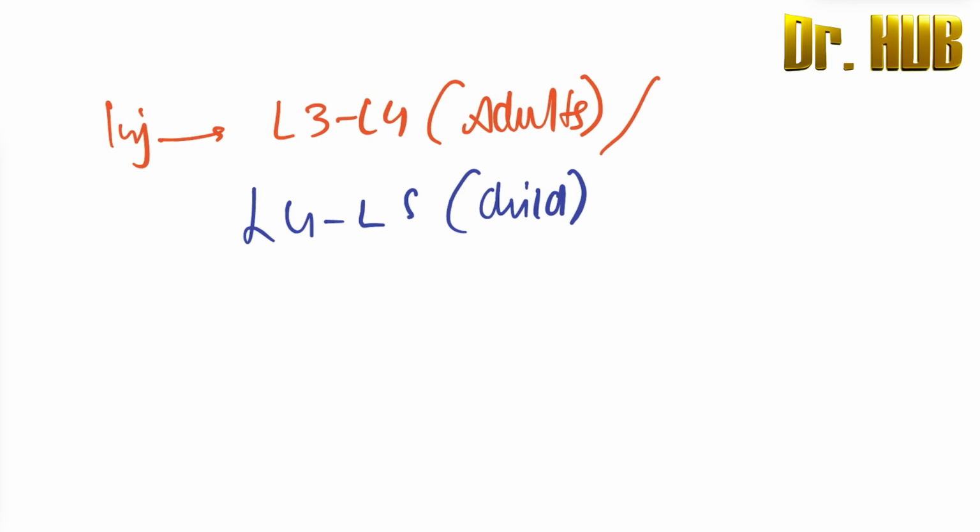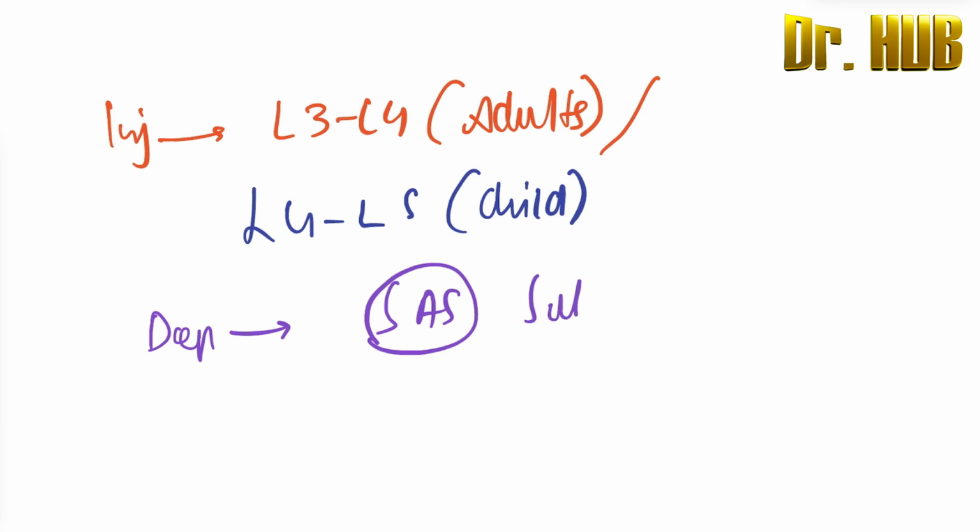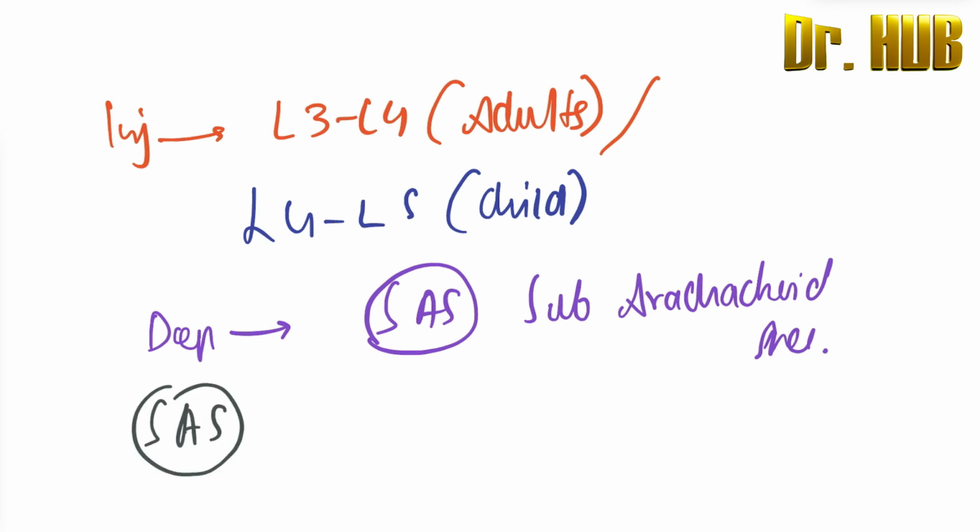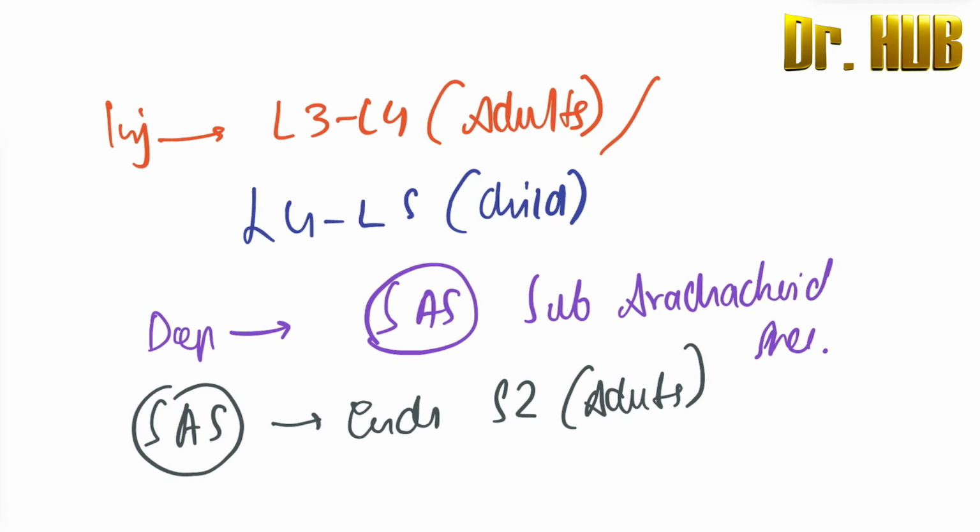Now the deposition of the drug. Where is it deposited? The deposition of the drug takes place in the subarachnoid space, SAS. The subarachnoid space ends at S2 in adults and at S3 in children.